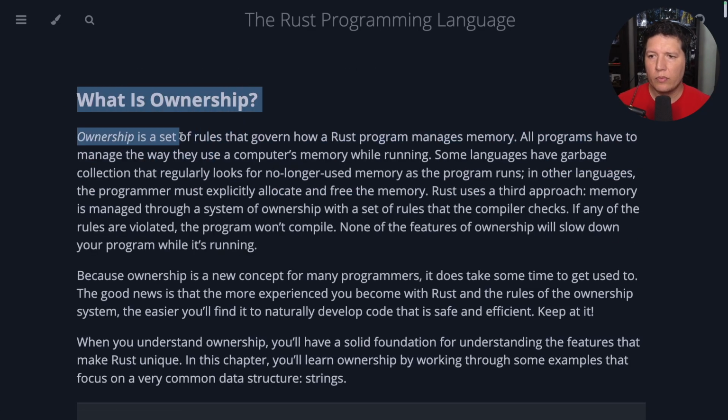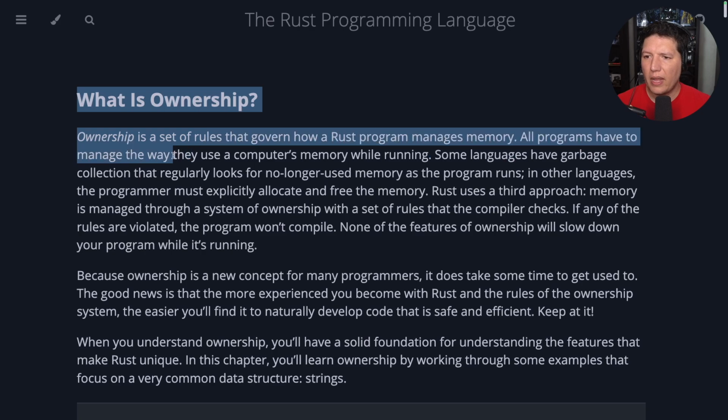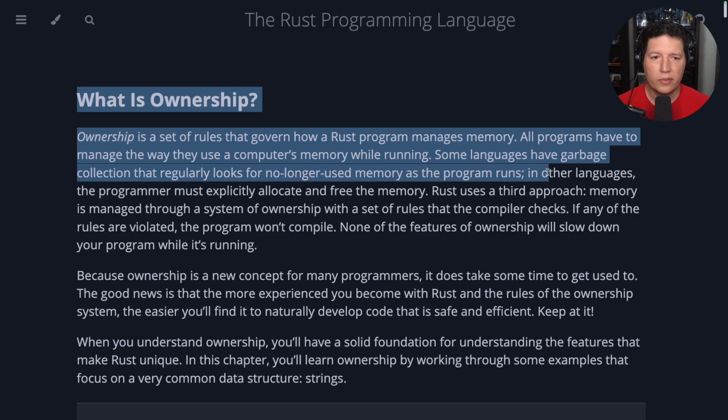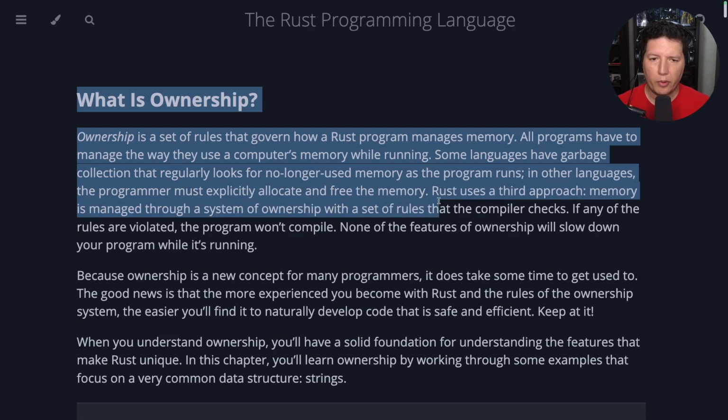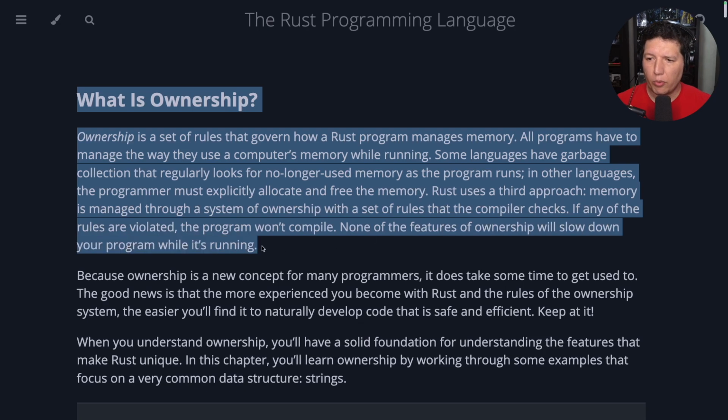What's ownership? Ownership is a set of rules that govern how a Rust program manages memory. All programs have to manage the way they use a computer's memory while running. Some languages have garbage collection that regularly looks for no longer used memory as the program runs. In other languages, the programmer must explicitly allocate and free the memory. Rust uses a third approach. Memory is managed through a system of ownership with a set of rules that the compiler checks. If any of the rules are violated, the program won't compile.